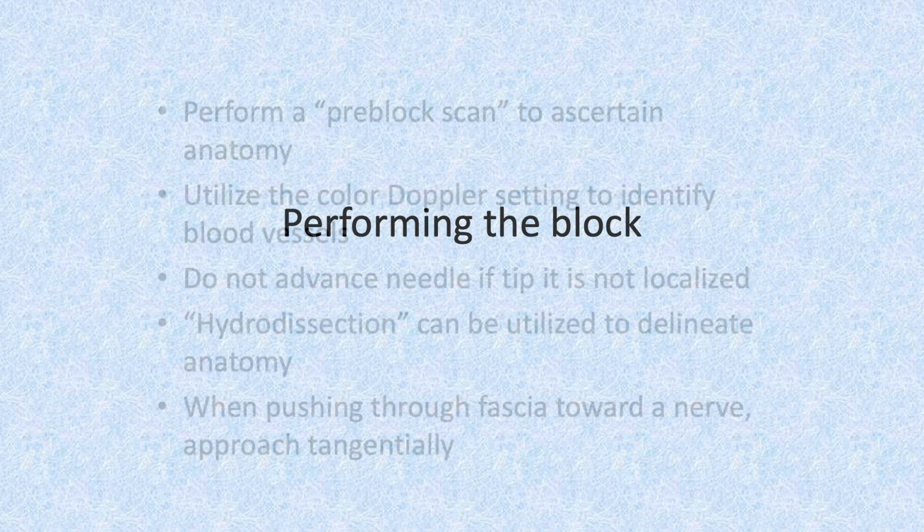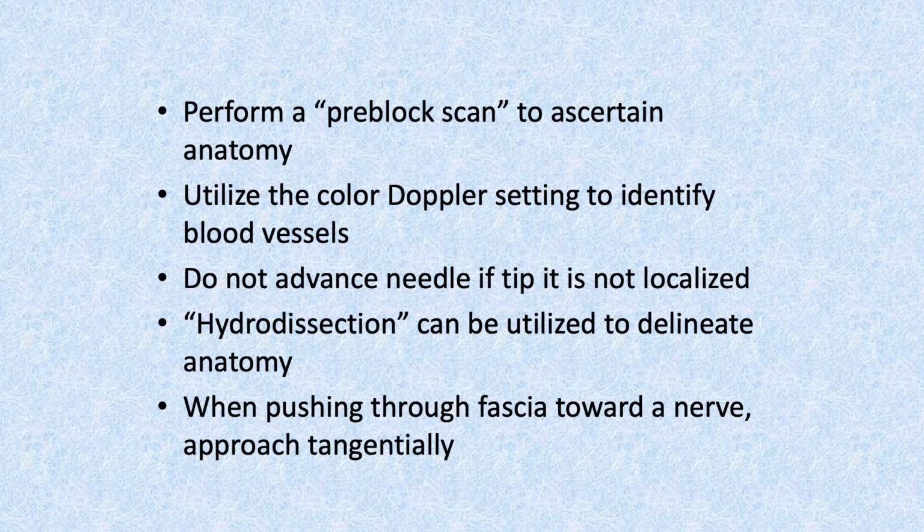So, performing the block. Before we perform a block, we always scan first to identify the appropriate depth and the appropriate image gain. After setting everything, we scrub in, and then we wrap the probe. Then we perform the block. The tip is, do not advance the needle if the tip cannot be localized. So you have to try to localize the tip of the needle by using the tips given just now. Either you heel, you rotate, or sometimes for very deep structures, which are very difficult, you can try to hydrodissect.